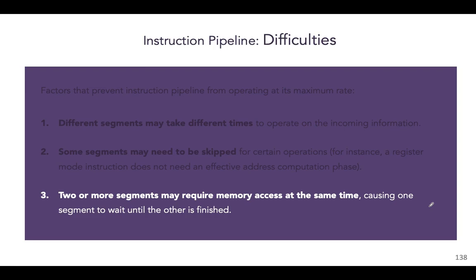So we already know that if we have different instruction memories and data memories, then FI and FO can execute at the same time. But when 2 or more segments require memory access at the same time, one of them might have to wait until the other is finished if you don't have separate memories, or if you have 2 instructions which are being fetched from the memory at the same time. So even if you have separate memories, if you have multiple instructions being fetched from the memory at the same time, that won't work, right? So you have to wait.